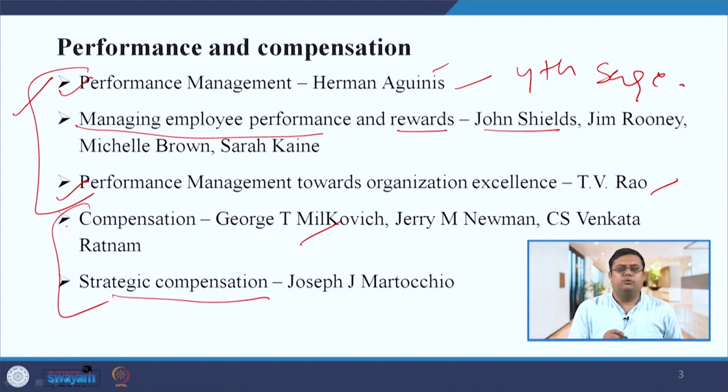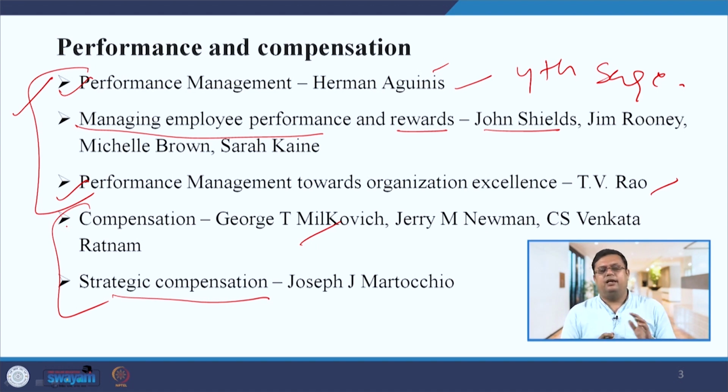So, these are the two books that I have used to develop the understanding about compensation management and to develop some of the matrix which may be useful for the industry people, right. These are the two books that I have used for performance and compensation. That is how you can see the first category of books that I have used: function-related books, on recruitment, selection, performance, compensation, right.